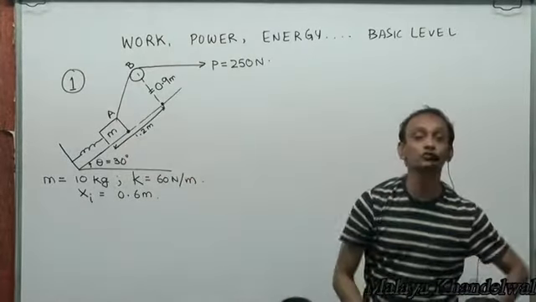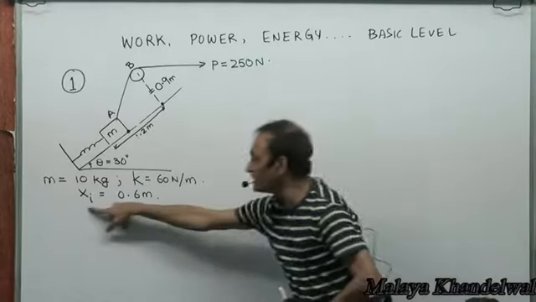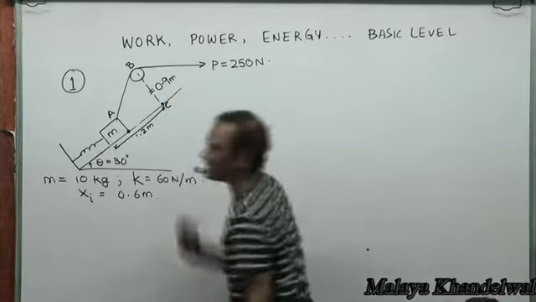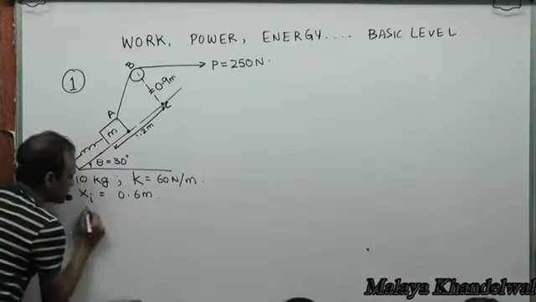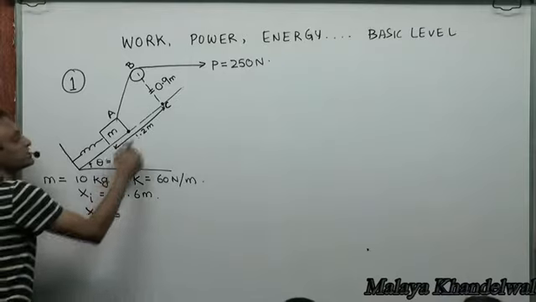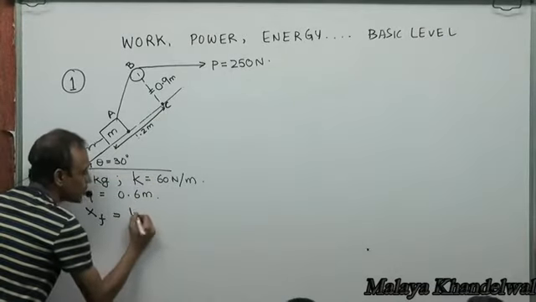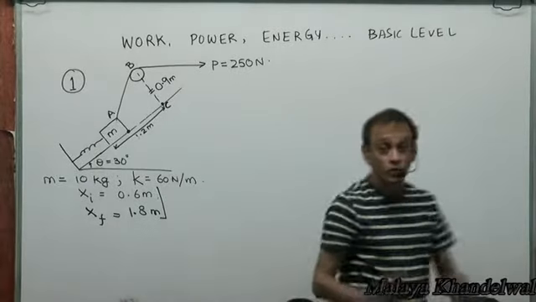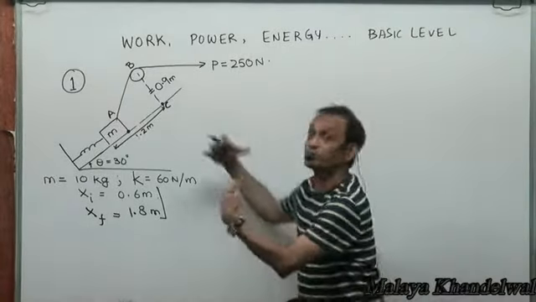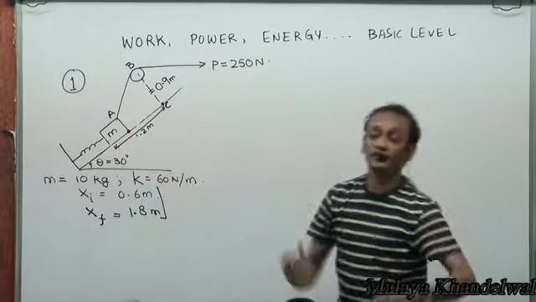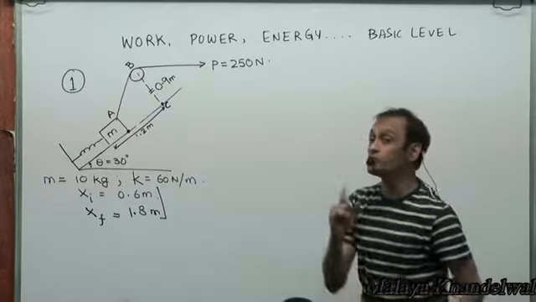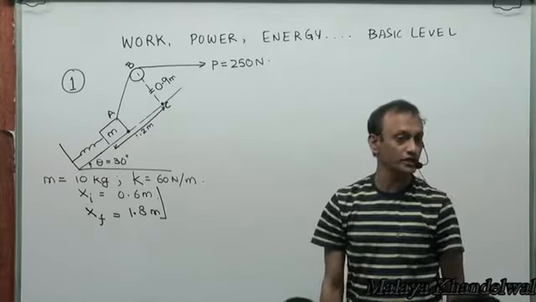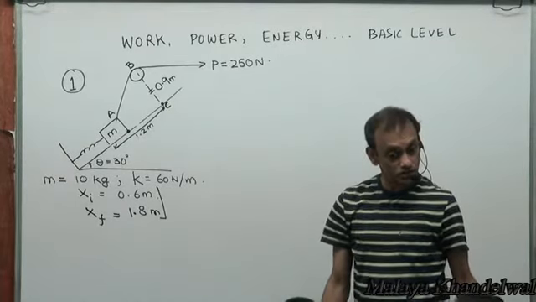There is spring force which is doing work. The spring has an initial elongation of 0.6 meters. When the mass reaches this point C, the final elongation of the spring would be 0.6 plus another 1.2 meters, which is 1.8 meters. Yes or no? So there is change in elastic potential energy of the spring, and like we learnt in the last class, the work done by the spring force is negative of the change in elastic potential energy of the spring. So all within reach, right?